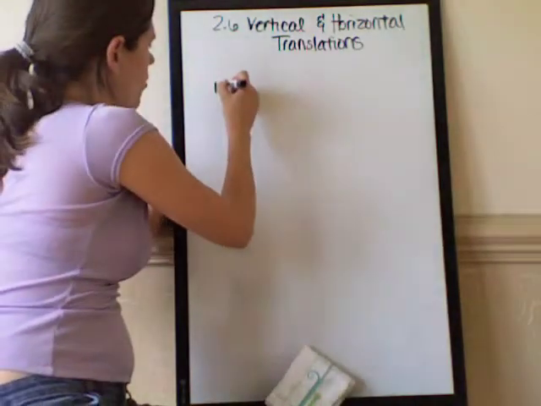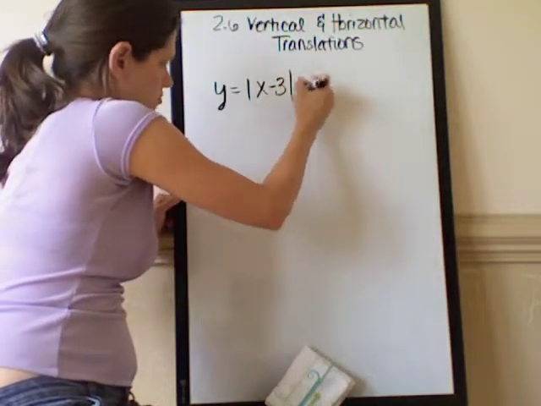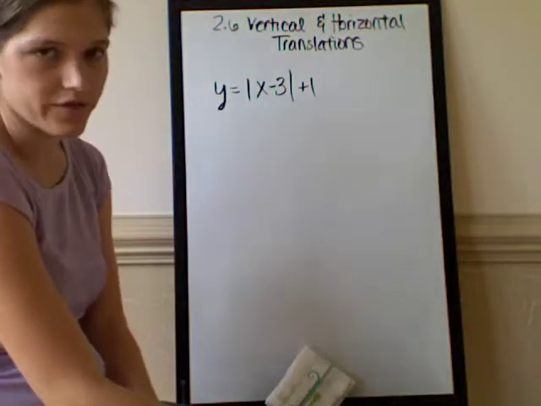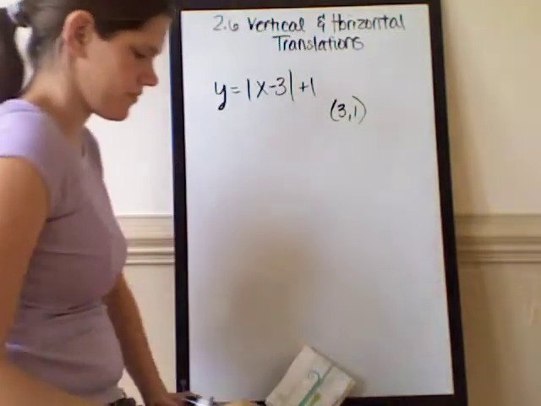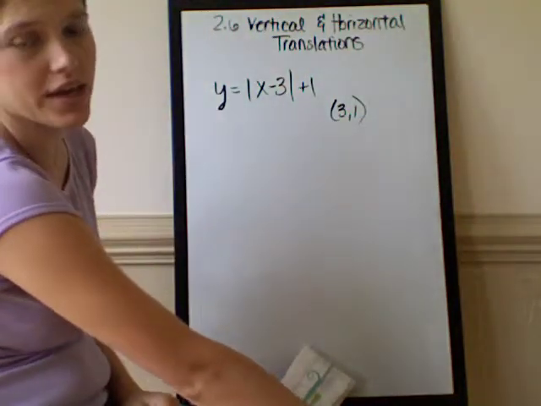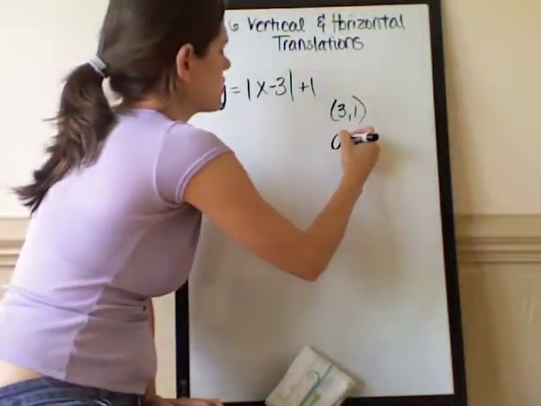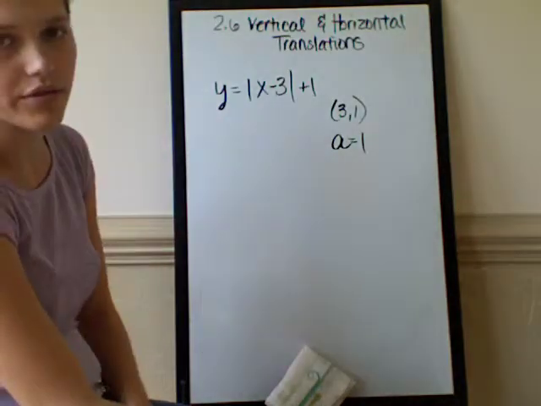Alright, so we've got y equals the absolute value of x - 3, plus 1. Alright, first off, where's my vertex? It's at 3, 1. Okay? What is my a, my slope? Remember, that's the number that's out front. So that's a 1.